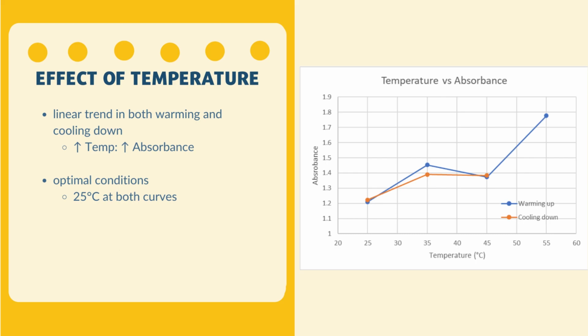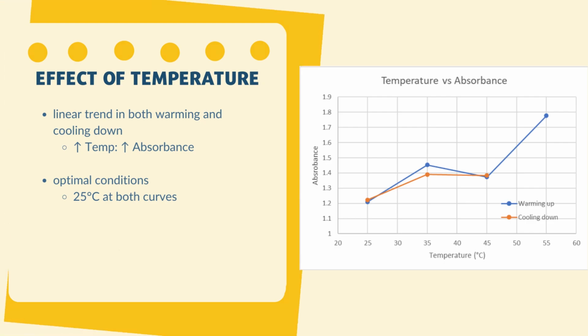The warming up curve started with 1.21 at 25 degrees Celsius and ended up at 1.75 at 55 degrees Celsius, whereas the cooling down curve started with 1.38 at 45 degrees Celsius and ended up at 1.22 at 25 degrees Celsius. The optimal temperature in this temperature set is determined to be 25 degrees Celsius at both warming and cooling.